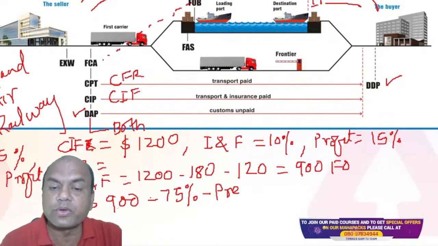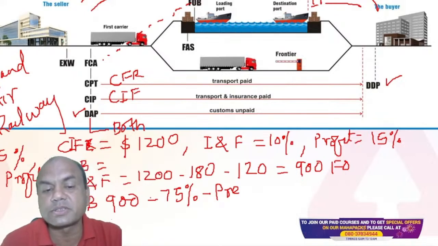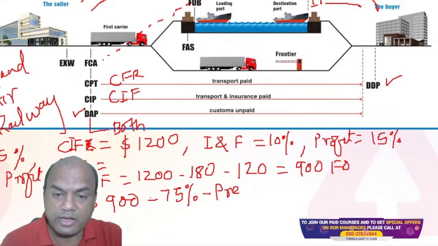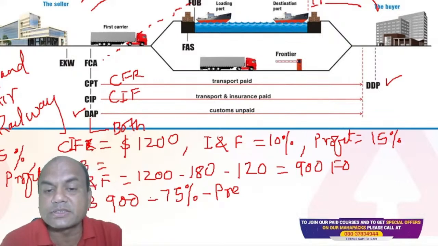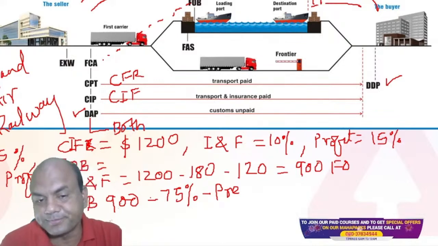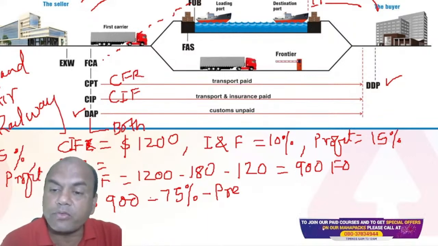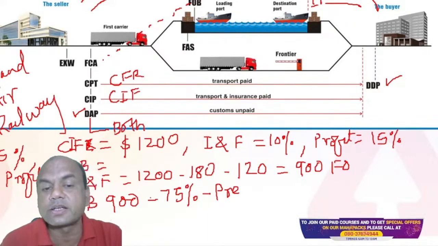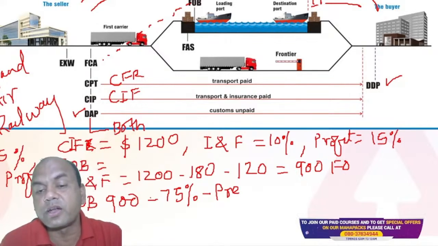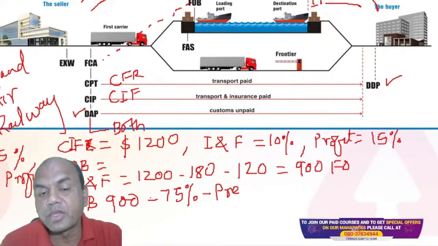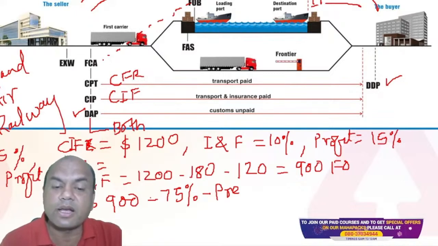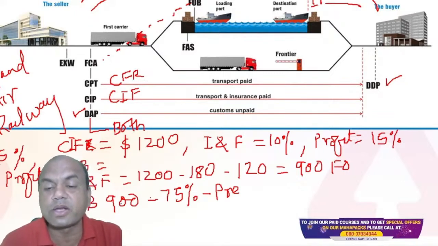First you find out the 10%. What is the 10% of 1200? It is 120. Then again, profit is 15%. Find the profit of 15% from this 1200 itself. So 1200 into 15% is 180. Now subtract this: 1200 minus 180 minus 120. So you get 900. So this is the FOB value.